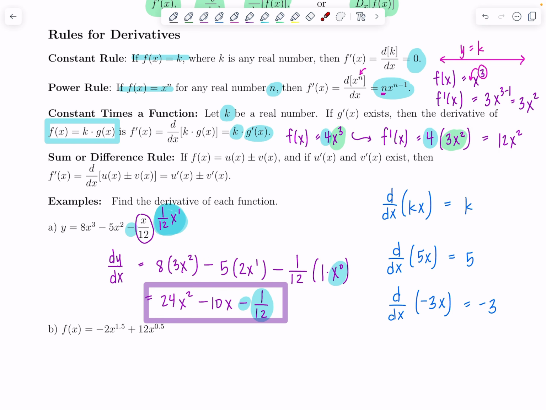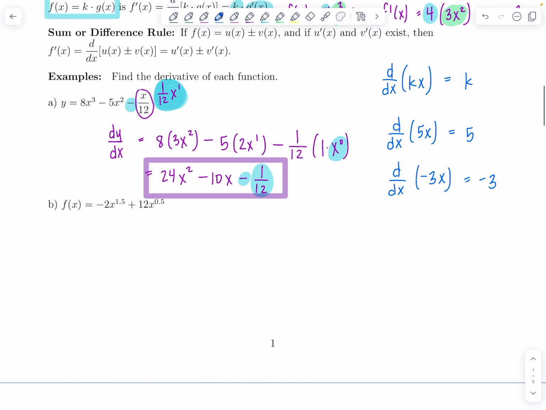Okay, let's spice things up. Let's get some decimals going on in here. And the power rule still works for decimals, fractions, even irrational numbers. So notice here when we wrote the power rule out, it said n can be any real number. So very, very useful rule. So f of x is negative 2 times x to the 1.5 plus 12x to the 0.5. So here we go. f prime of x.